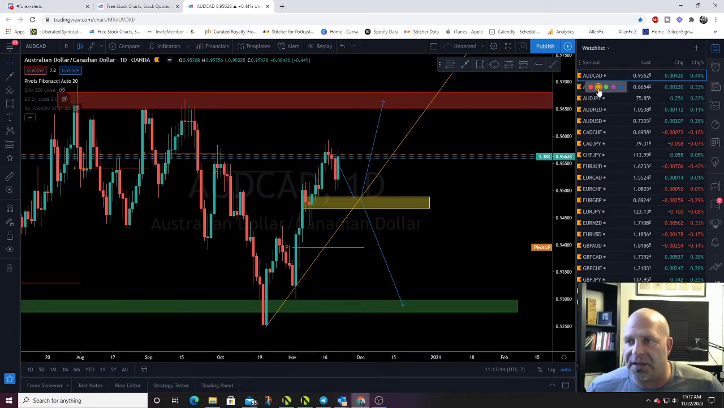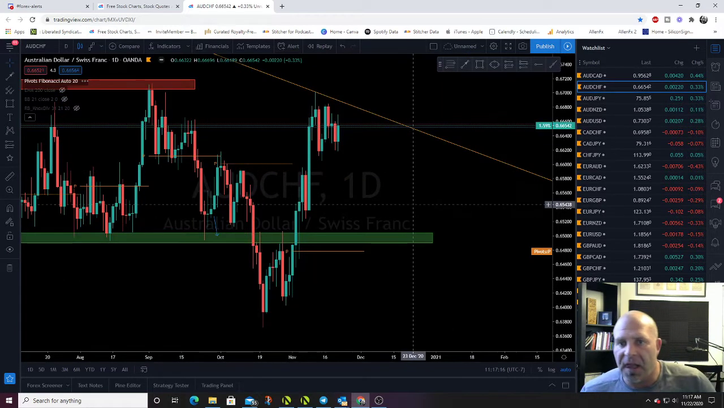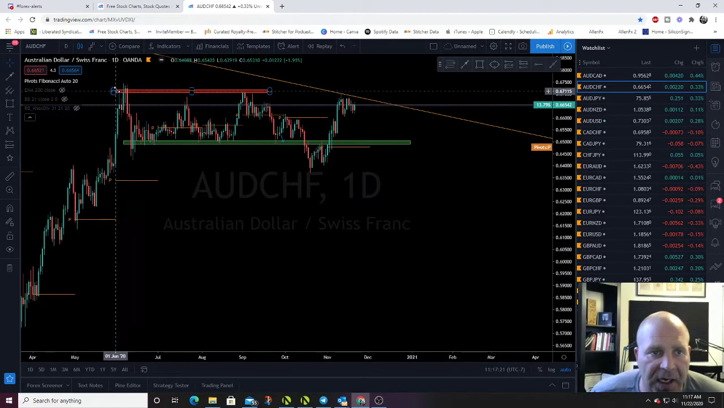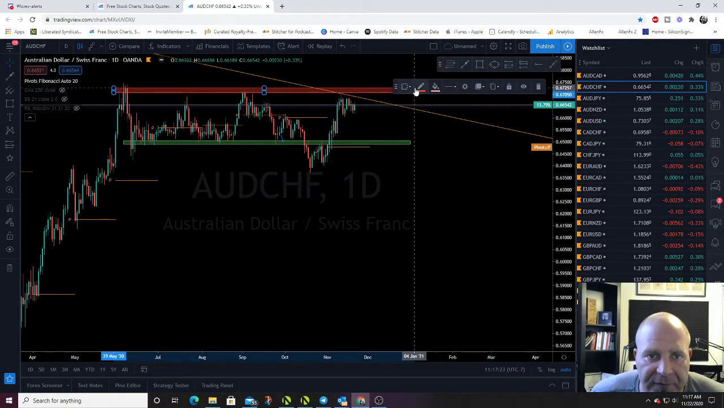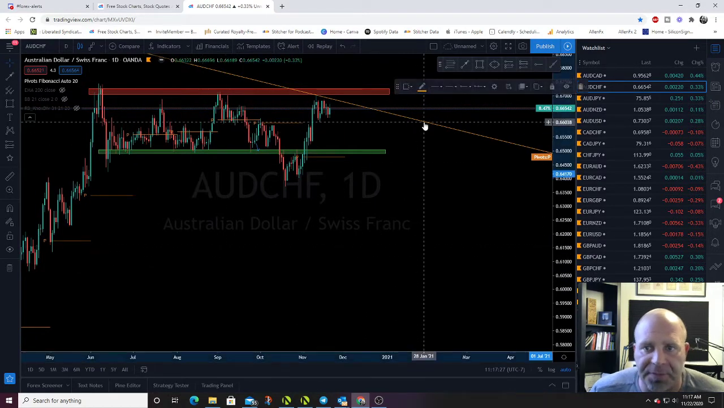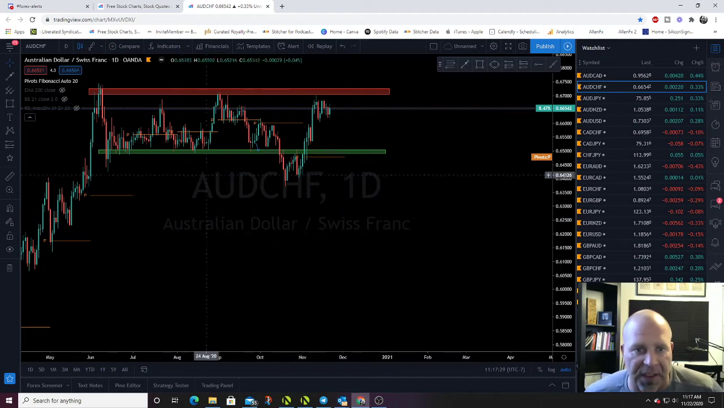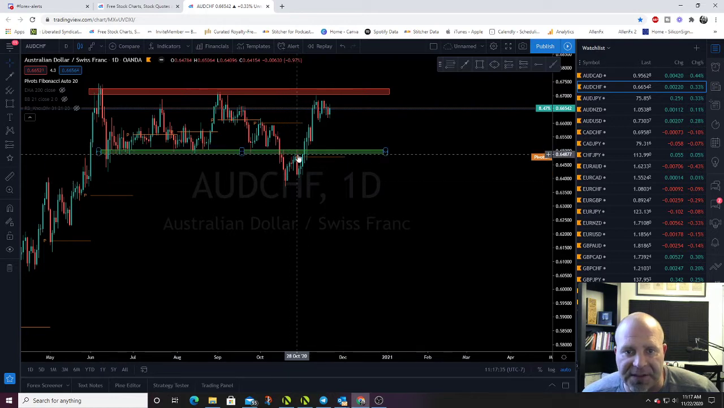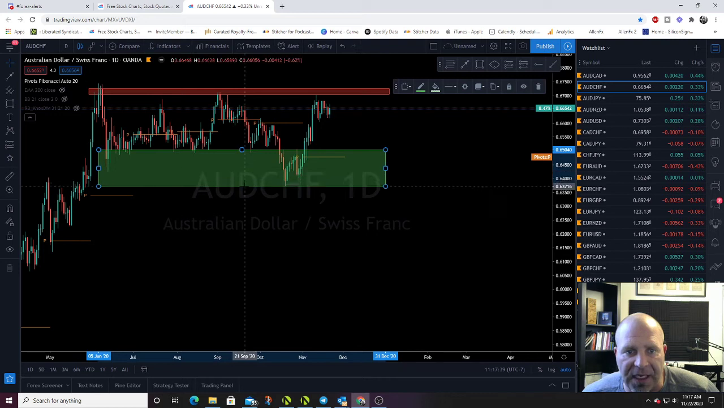Let's go Australian dollar, Swiss franc. Okay, you can see we're kind of right in this zone. I have a much bigger time frame trend line there. Let's get rid of some of this junk. You can see we false broke, we false tested, we double bottomed here. So this is kind of a big zone now.